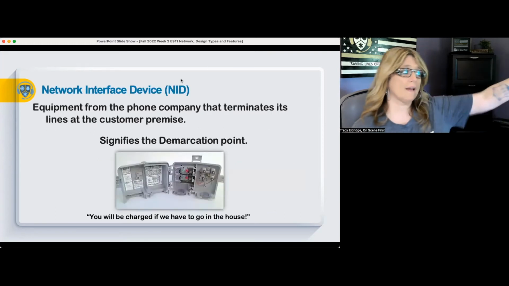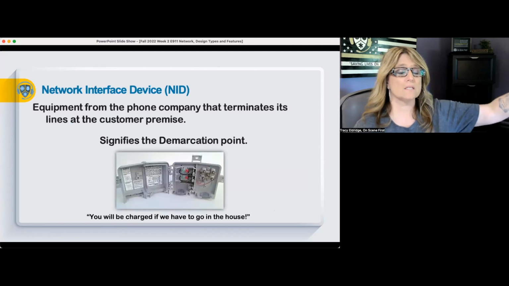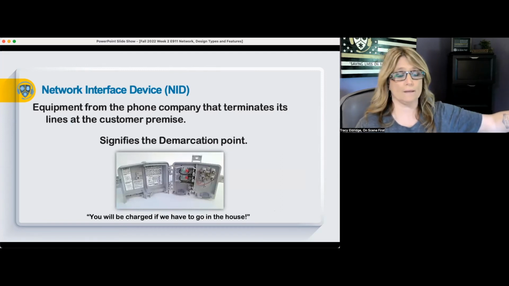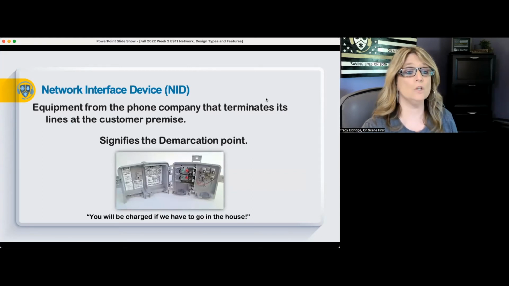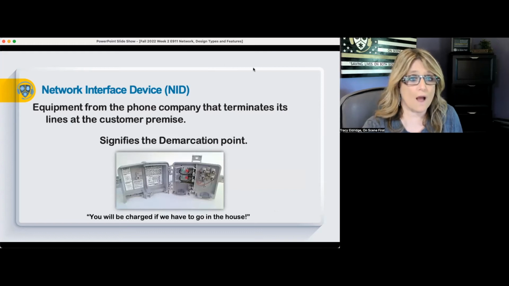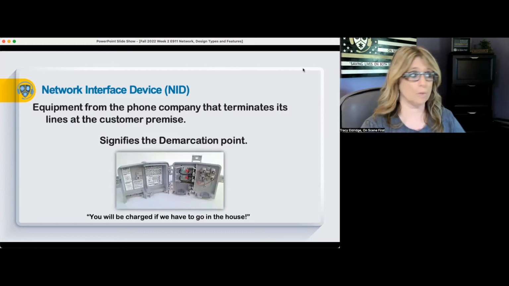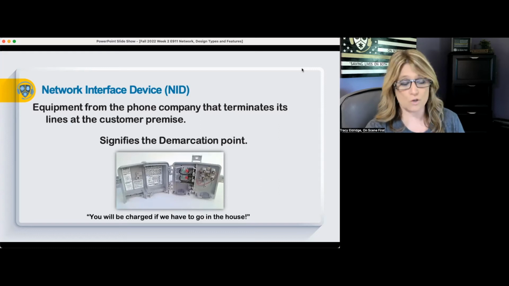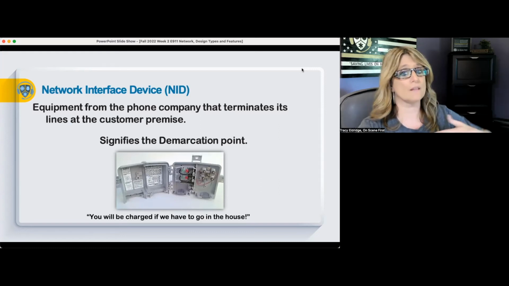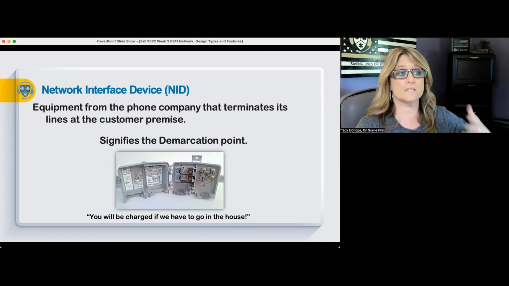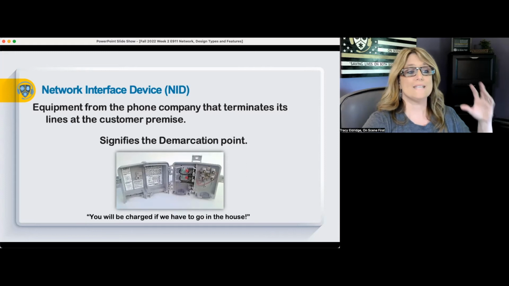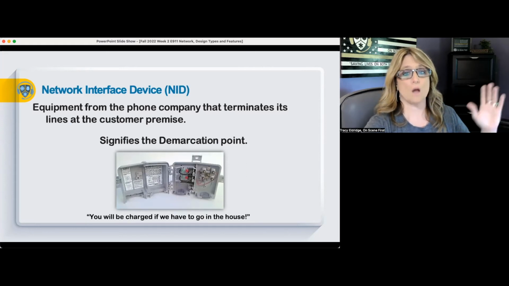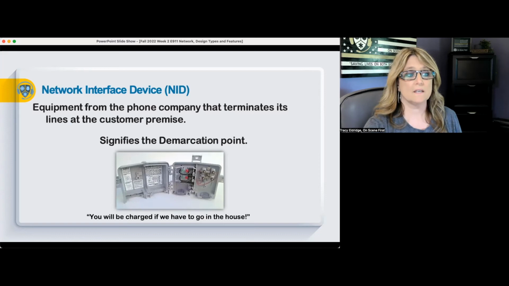So if you look outside of your house, there is a demarcation point. And that equipment is from the phone company. So when you put dial tone at your house, when you get a new phone system, when you're building a new house or you're changing providers or whatever, on the outside of the house there's going to be a box somewhere. And that box is called a network interface device. So it takes its equipment from the phone company that terminates its lines at the customer premise.